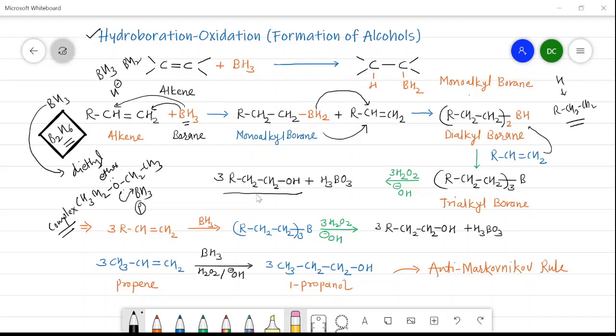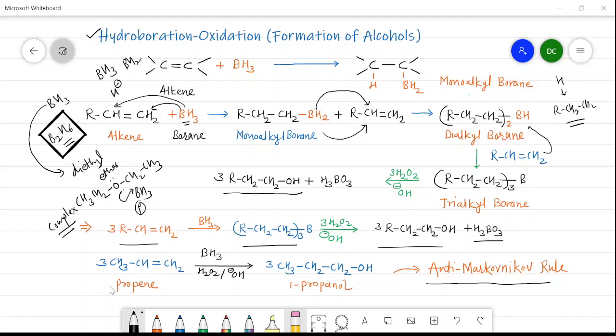So the hydroboration and oxidation process is useful for the preparation of a primary alcohol, and this reaction occurs via the anti-Markovnikov rule. It can be made clear by taking the example of propene. So by combining this mechanism, we can write here 3 molecules of alkene react with BH3, that is borane, to form trialkyl borane, which upon oxidation gives the corresponding alcohol plus boronic acid, H3BO3.